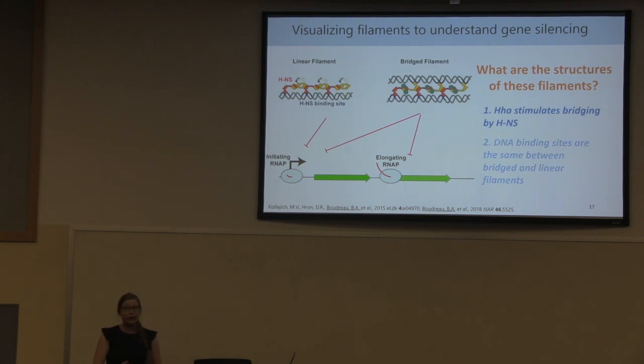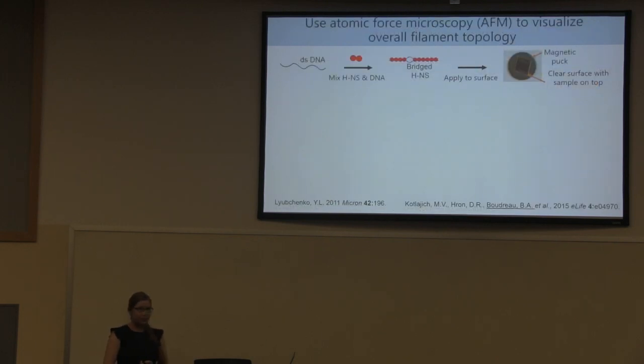Okay, so I want to first tell you how I investigated the structure of these HHA-H-NS filaments. I used a technique called atomic force microscopy, and this allows me to form individual filaments and visualize them on a surface. I can mix some DNA with H-NS to form something like this bridge filament, or maybe a linear filament, and I can take these molecules and apply them to a surface. This is one of my real-life samples, and the DNA protein complexes are on the top of this small square, kind of sticking out on the face.